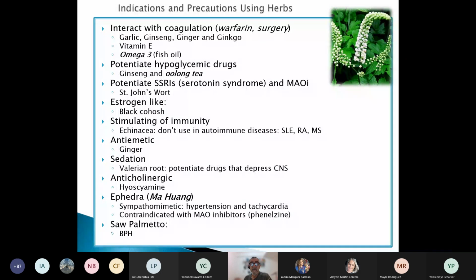hypertensive crisis. Saw palmetto basically is used for benign prostatic hypertrophy, to improve urinary flow in patients with benign prostatic hypertrophy. Also has been tested.